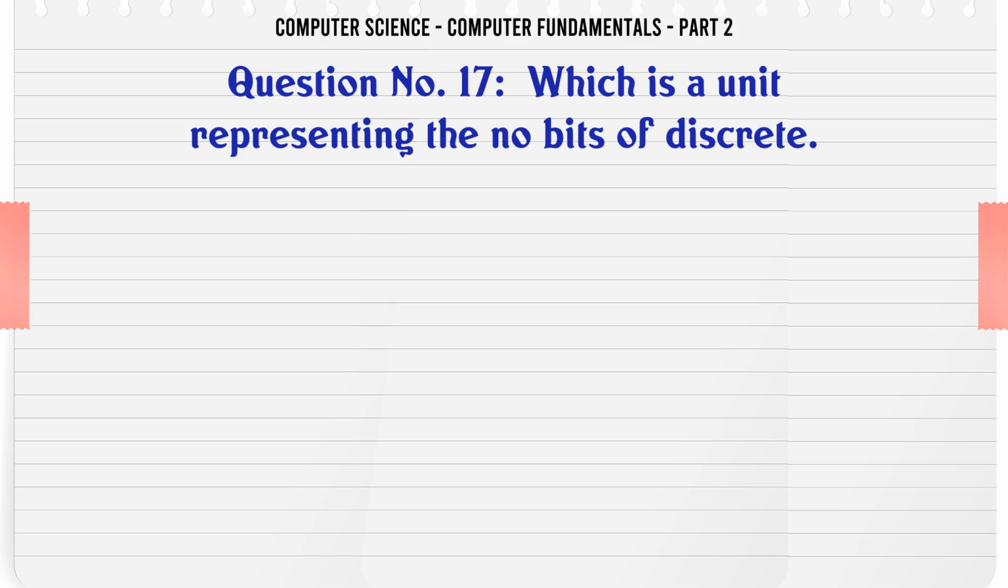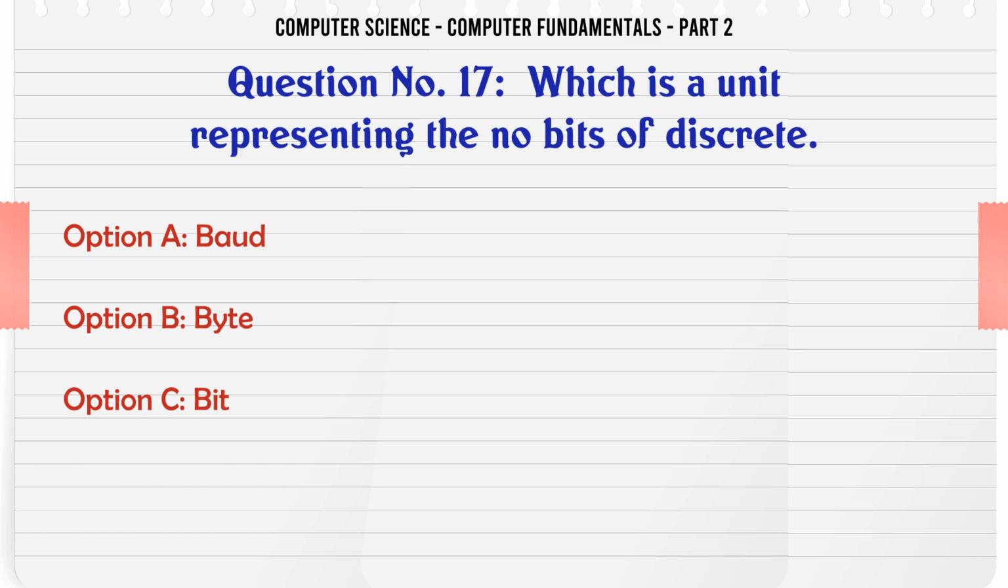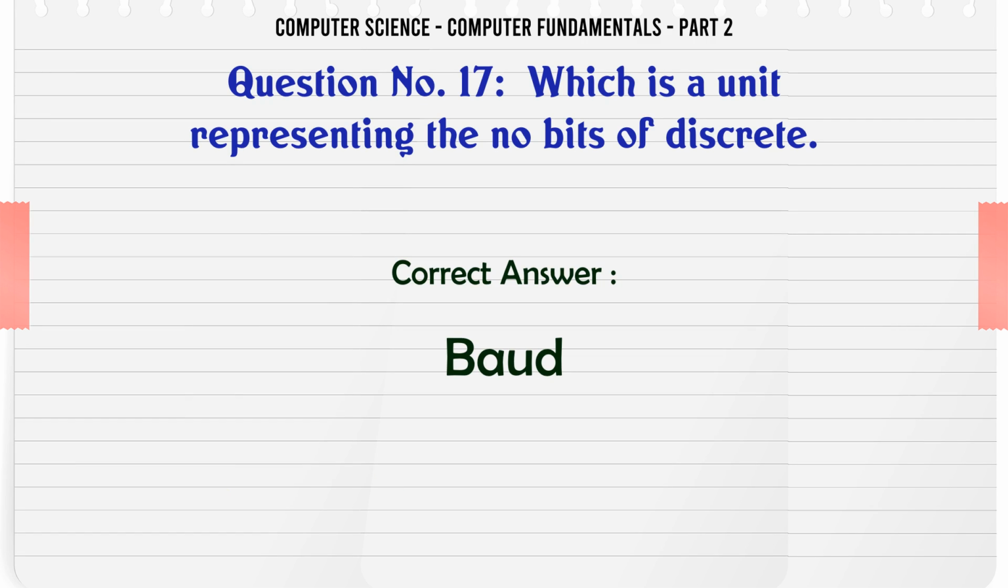Which is a unit representing the number of discrete bits? A. Baud, B. Byte, C. Bit, D. All of the above. The correct answer is baud.